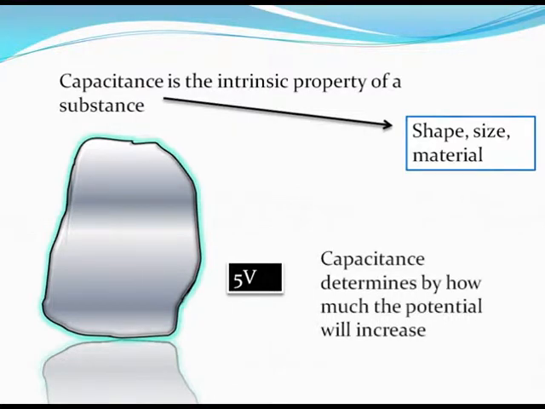Capacitance determines by how much the potential of any body will increase when a charge Q is added to it. Understood? So that is the essence of capacitance that you must understand. So this also means that if the capacitance of a body is high, then a lot of charge must be added to that body to increase the potential difference of that body by a small amount.